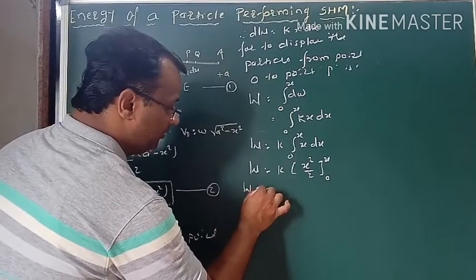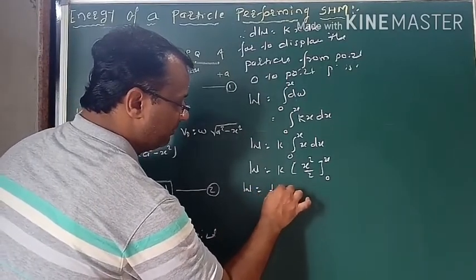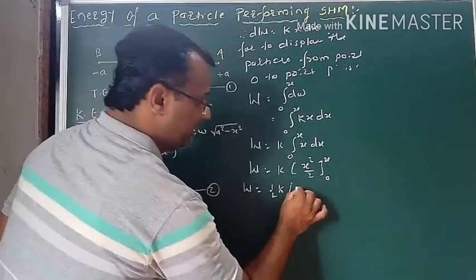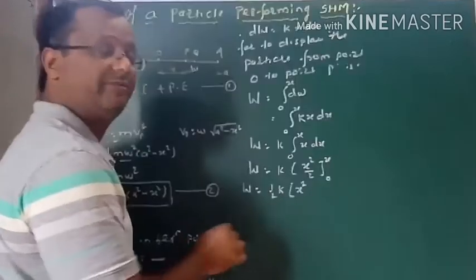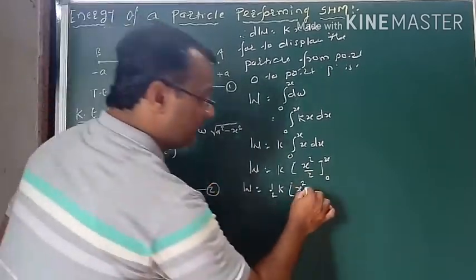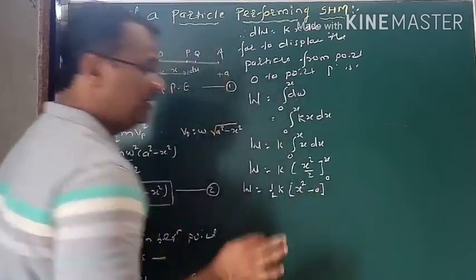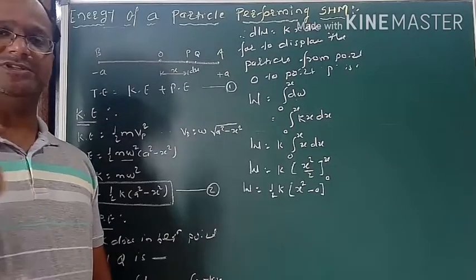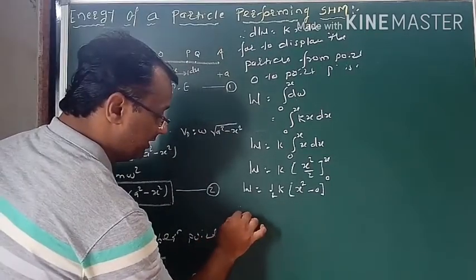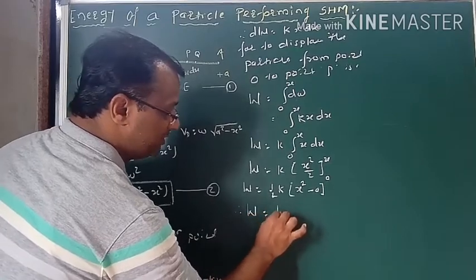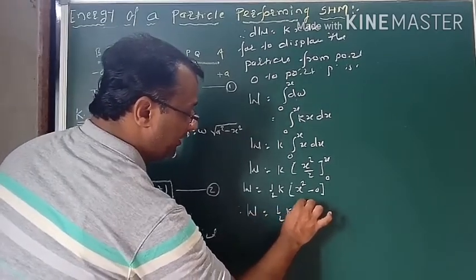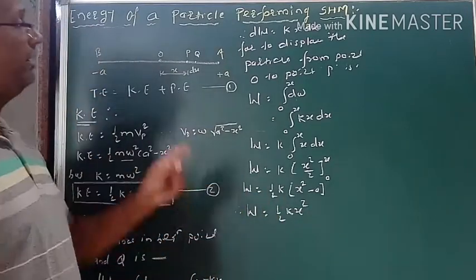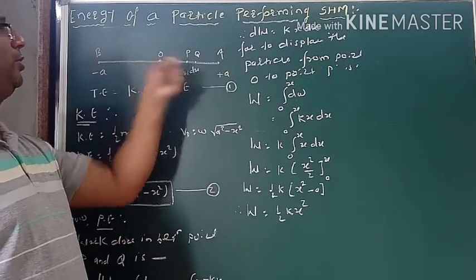So work done W is equal to half of K. And now here we substitute the upper limit, then the lower limit. Here the value of the upper limit is x, so x square. Here the value of the lower limit is 0, so minus 0. 0 square is again 0. So x square minus 0 is simply x square. Therefore, work done W is equal to half of K into x square. So this is the value of work done to displace the particle from point O to point P.